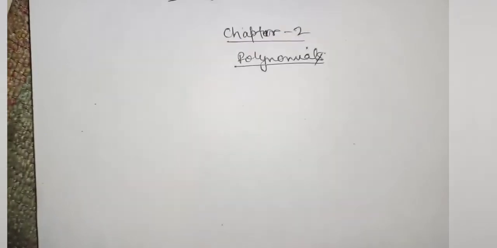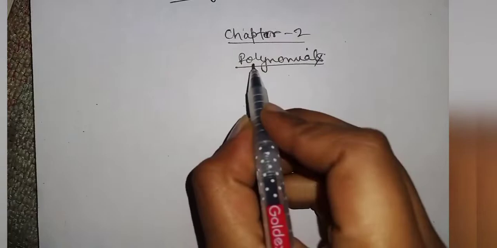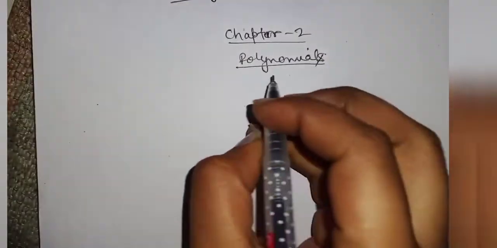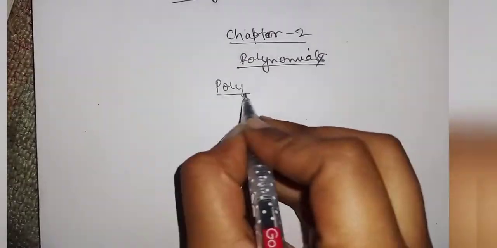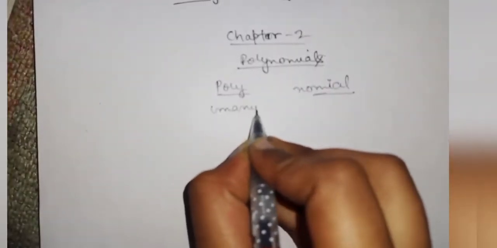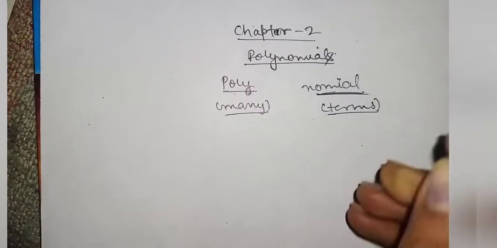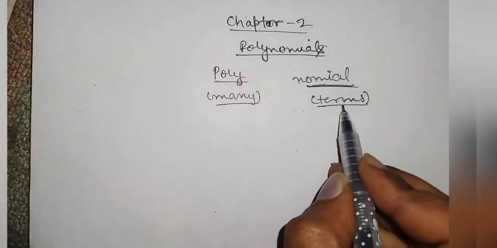Hello students. So today our topic is polynomials, that is the second chapter of class ninth mathematics. Before going further, let me explain to you the term polynomials. Here the term polynomials is divided into two parts, that is poly and nomial. The word poly means many and the word nomial means terms. Now, what does it mean by terms?